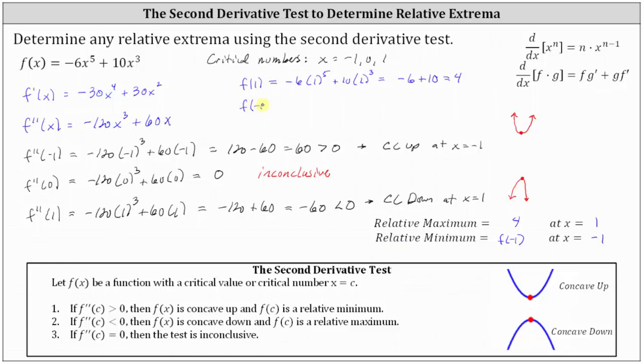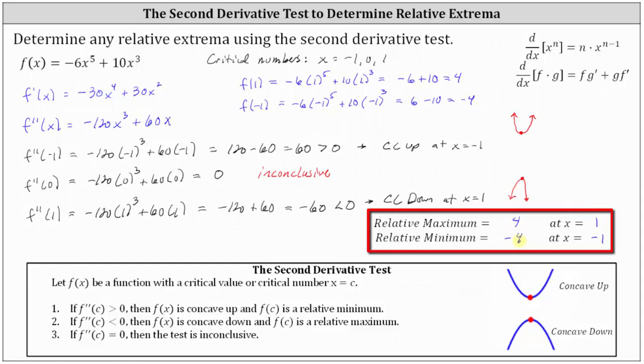F of negative 1 is equal to negative 6 times the fifth power of negative 1 plus 10 times the cube of negative 1, which is equal to, the fifth power of negative 1 is negative 1 times negative 6, which is 6, and then plus the cube of negative 1 is negative 1, so we have plus negative 10 or just minus 10, which equals negative 4. So the relative minimum is negative 4.